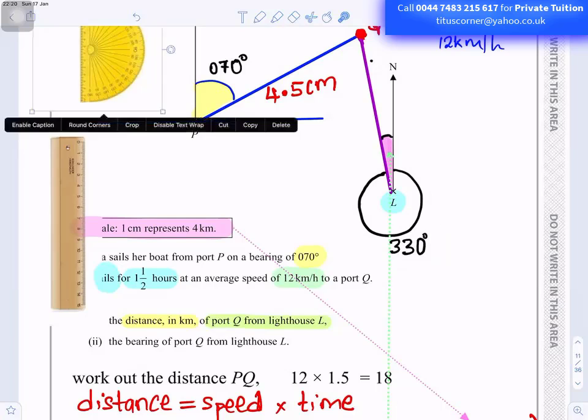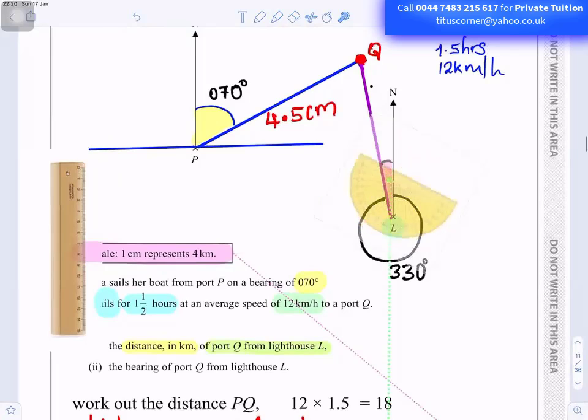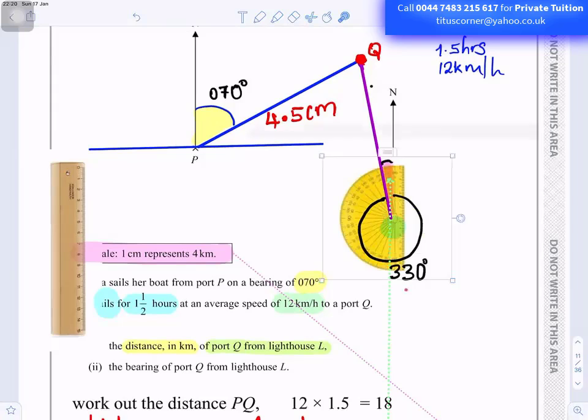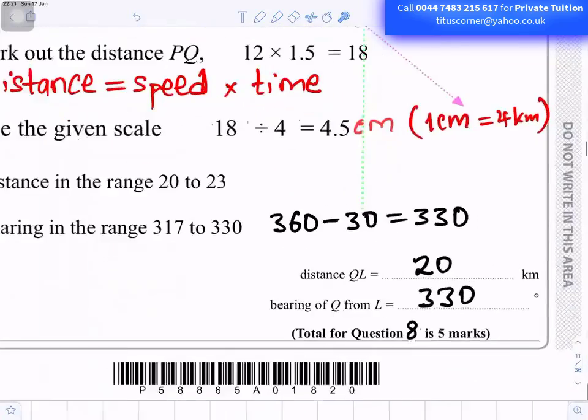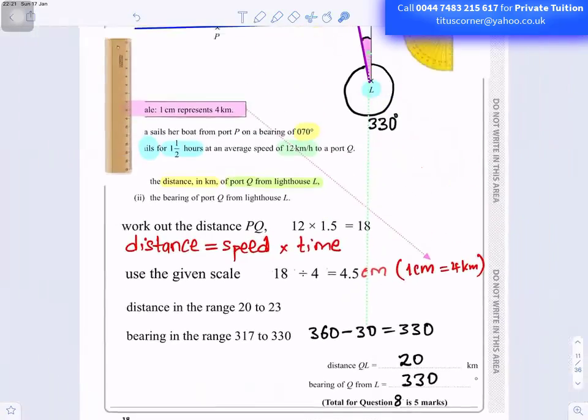So we would use the protractor and measure the smaller angle. If you turn your protractor and you measure this smaller angle, you will get it to be 30 degrees. Because you know the complete circle is 360, 360 minus 30 would give you the other angle. So you measure the smaller angle, which is easier, and then you subtract it from 360 degrees to get 330 degrees.